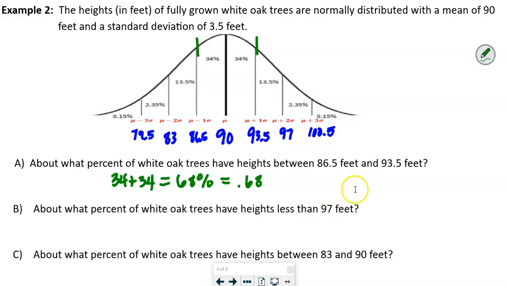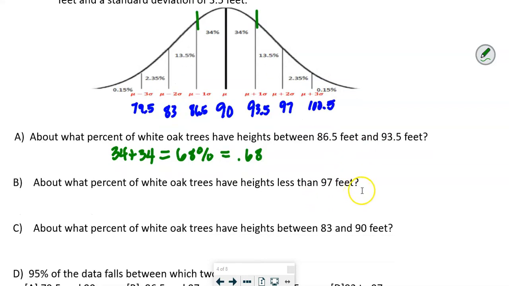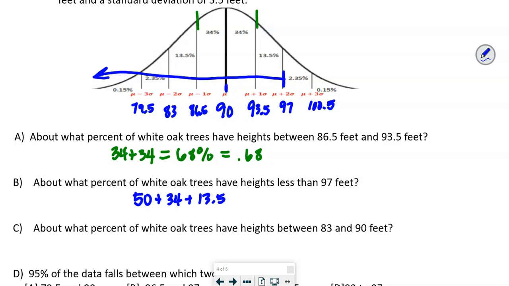All right, then it says about what percent of white oak trees have a height less than 97 feet. Okay, so this one, we're going to go from 97 to here, and we're going all the way that way. Now, I want to give you all a hint again. This right here, from here down, is 50%. So we could say 50 plus what? 34 plus our 13.5. That's a quicker way to do it, because half of the curve is 50%.